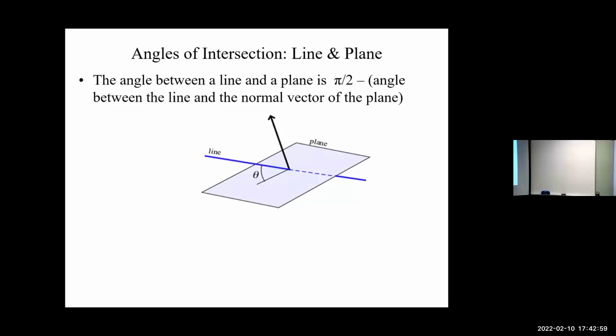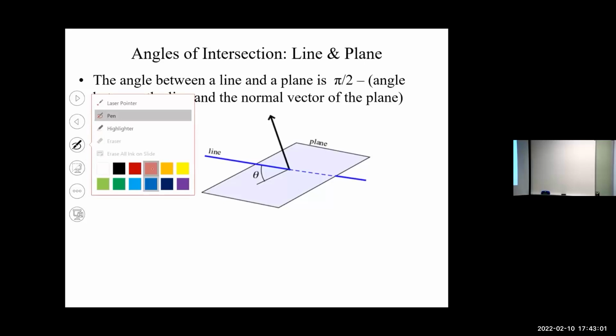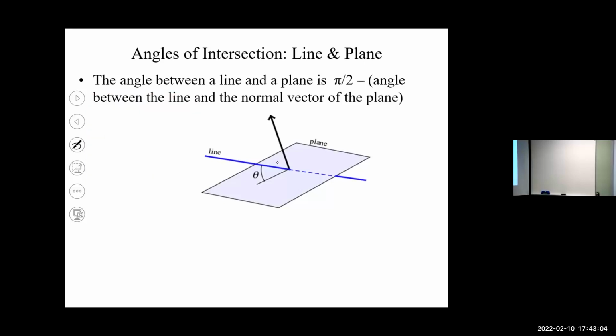Why pi over 2? Well, remember, this is our normal vector, so it's perpendicular to the plane. So that's our pi over 2. And then if we find the angle between the normal vector and the line, call this alpha, well, we would do pi over 2 minus alpha to get theta, right? Because these two have to add up to 90 degrees for pi over 2. So that's why it's saying pi over 2 minus that.